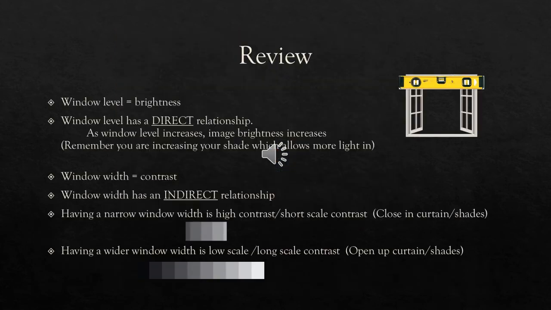So let's review. Window level is your brightness. This has a direct relationship. So as window level increases, your image brightness increases. Remember, you are increasing your shade, which will allow more light in. Window width is your contrast. This has an indirect relationship.